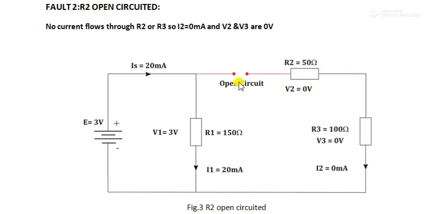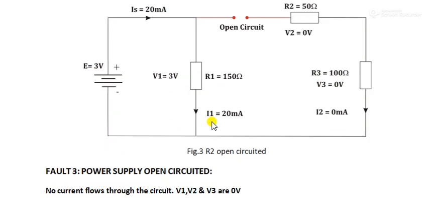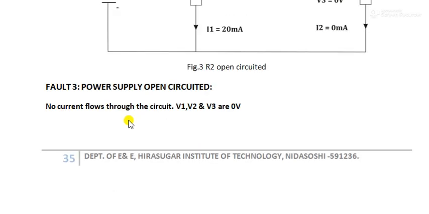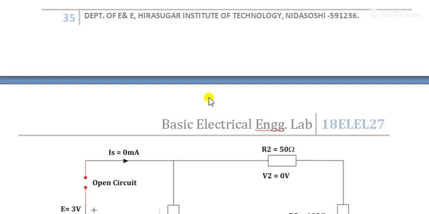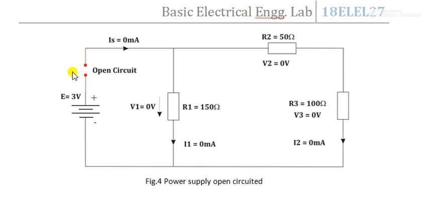At that time what happens? There is no current in this branch. I2 will obviously be 0, V2 is 0 across this circuit, and V3 is also 0. Only this part of the circuit is available, right? This is our second fault. The third fault is that the power supply is open circuited, meaning we open the circuit at the supply only. The remaining will be the same, and again the values will change.